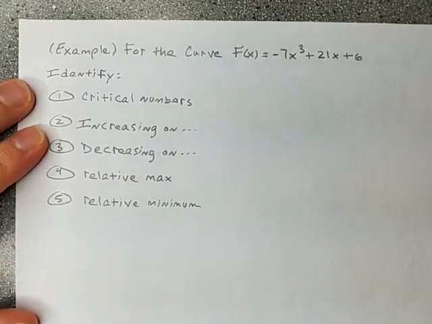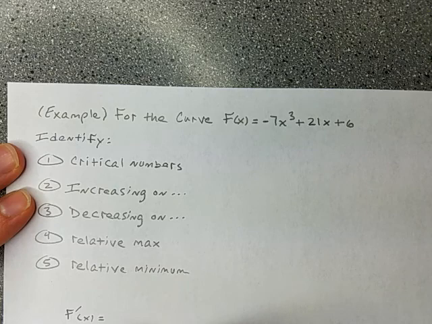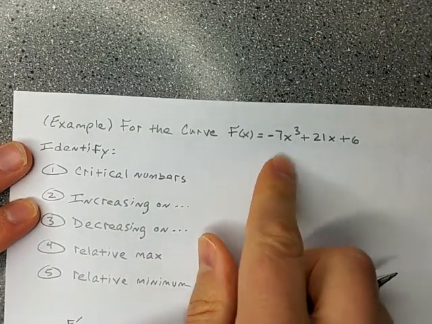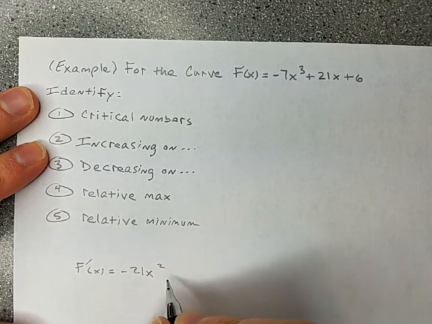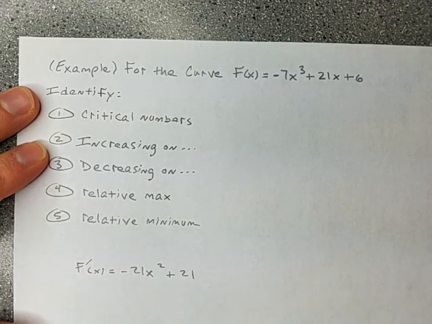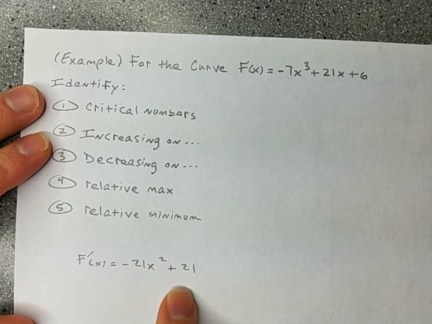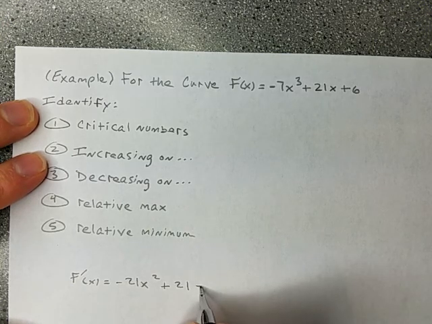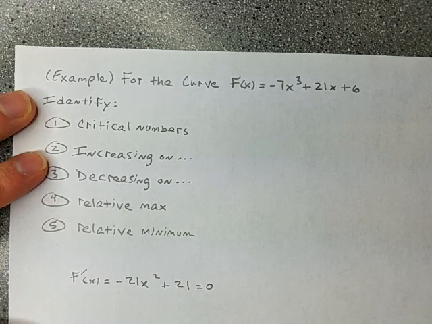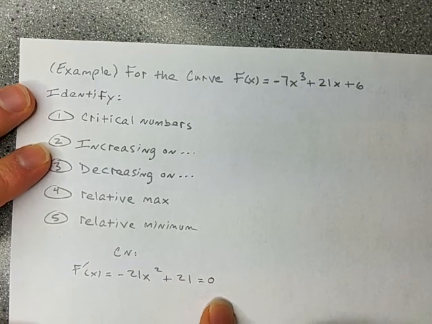Let's do all of our math down here, and I'll put my answers up there. So for the critical numbers, that would involve the derivative. So I'll find the derivative of that, which is negative 21x squared plus 21. Okay. This will never be undefined, in terms of finding a critical number, but it could be 0. Okay. So I'll find my critical number by solving this equation.